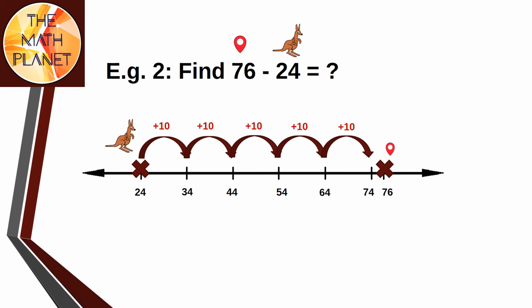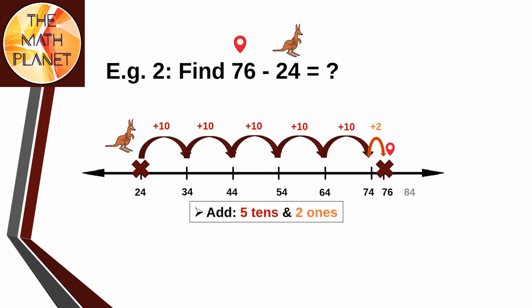Can I add more 10s? If I try to add one more 10, I will reach 84, which is greater than my destination point. So I cannot add any more 10s. Instead, I will be adding ones. If I add 2 ones, I will reach my destination point. So I needed to add 5 tens and 2 ones to reach from the start to the end point. So the difference or the answer is 52.